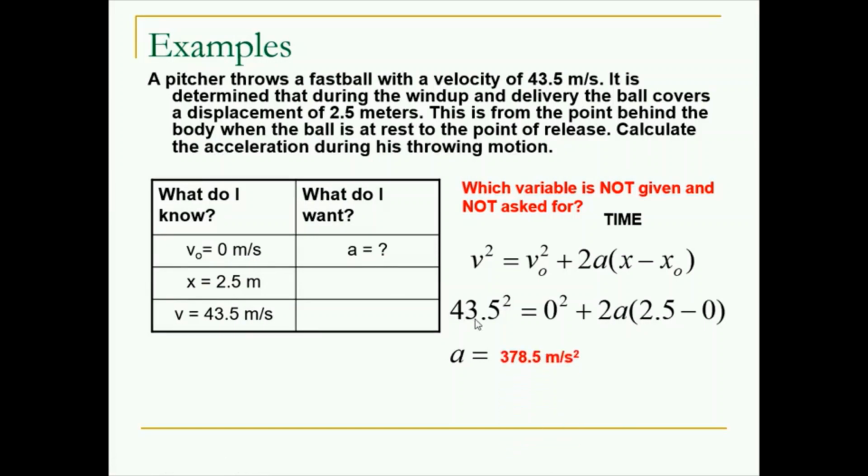And hopefully by the time you get to the answer, the acceleration is 378.5 meters per second squared. So you'll square the 43.5. Go ahead and multiply 2 times 2.5. And then that'll give you 5, and then you'll divide 5 over. And that is how you get the 378.5.